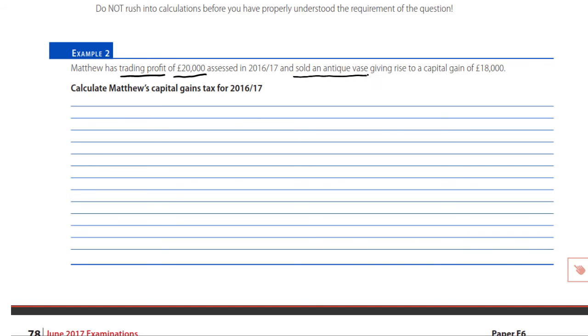He sold an antique vase, giving rise to a capital gain of 18,000. That's not the taxable gain, that is the chargeable gain. Therefore, you've got an AEA to deduct to work out the taxable gain. So again, look at that information provided. I haven't given you taxable income, I haven't given you taxable gains. I've given you the income figure and I've given you the gain figure. You have to work out the taxable figures there.